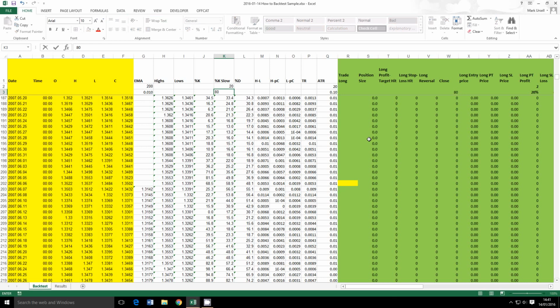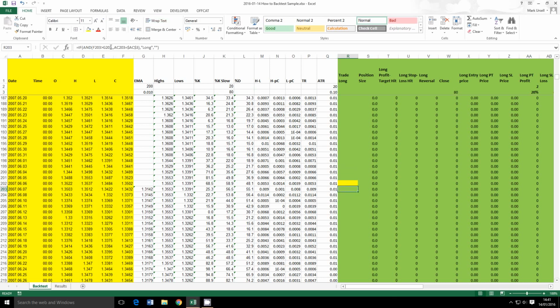And I'm going to use two values that are familiar to most people, the 20 and the 80 level. These are generally and commonly used to identify oversold and overbought areas. They're not fixed, but they are a good starting point, and I'm going to use them for this strategy.